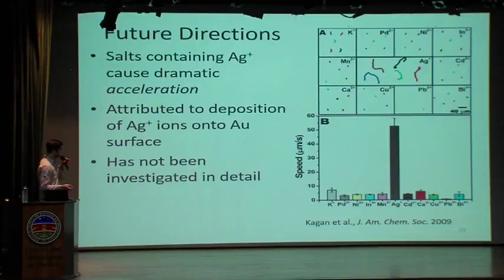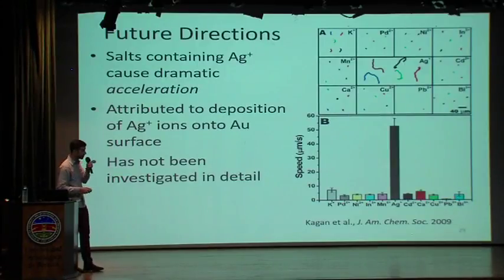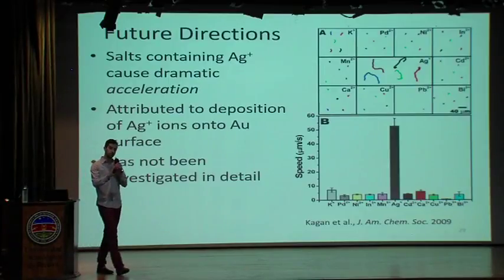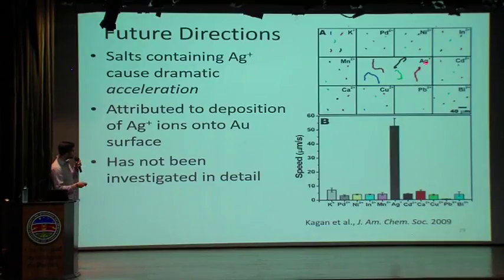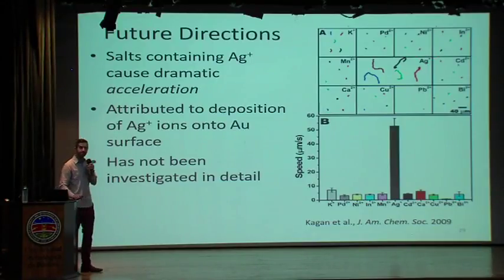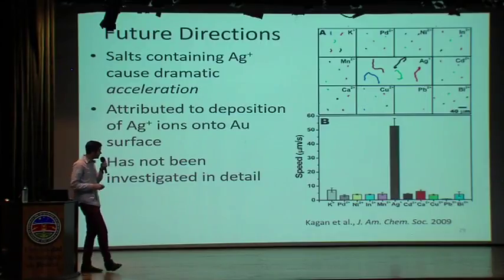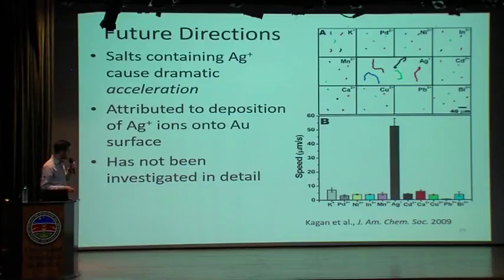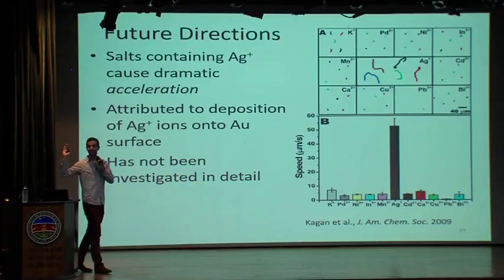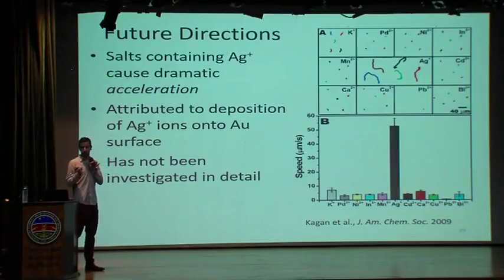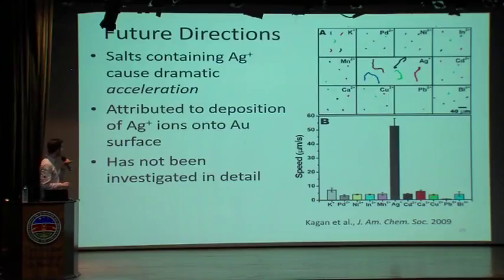So there are many unsolved problems with this work. I mentioned that if you add salt to the solution, it slows the rods down. That's true, except if the salt contains silver ions. It was shown in 2009 that if you add a salt that contains any one of these ions, it will slow the rods down. The speed goes down. Except if you add silver ions, it speeds them up. And again, this is not well understood exactly why this happens.